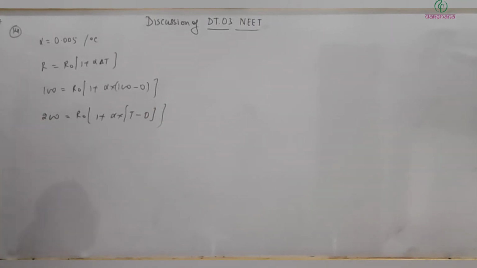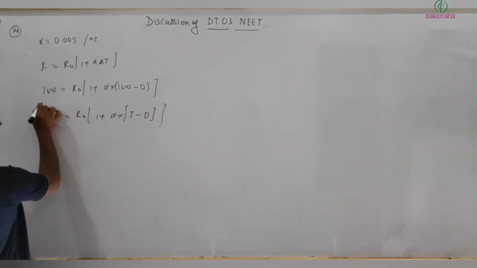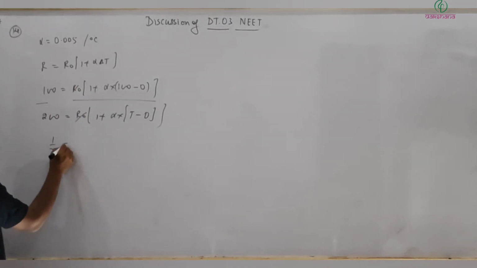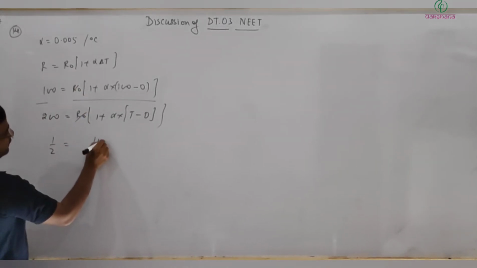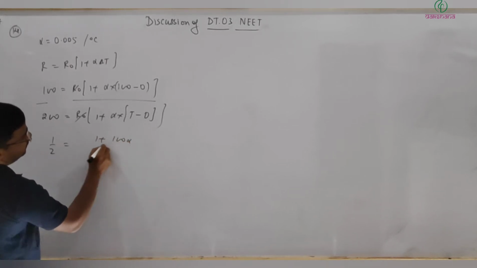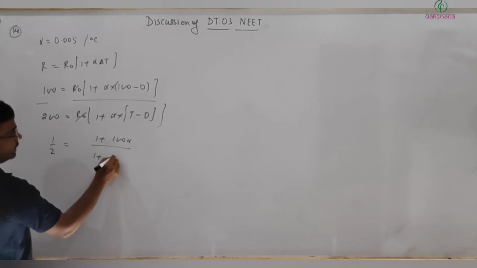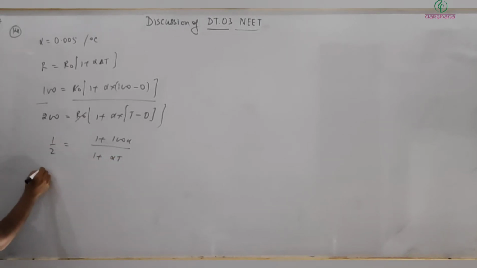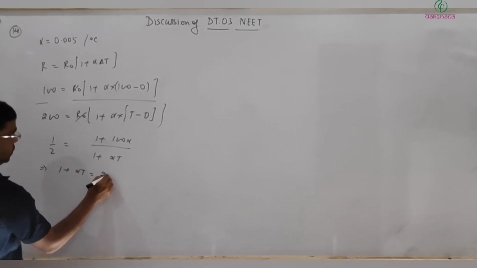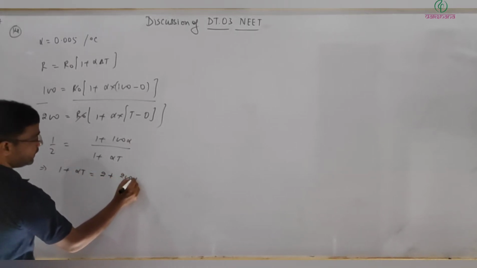So this will be your next step, we can simplify it. If I just simply divide it, then this is cancelling out, it's 1 by 2 equal to (1 plus 100 alpha) divided by (1 plus alpha T). Multiplying it, we are getting 1 plus alpha T is equal to 2 plus 200 alpha.